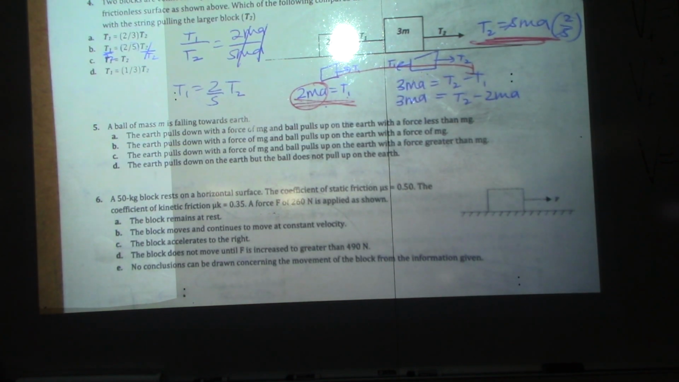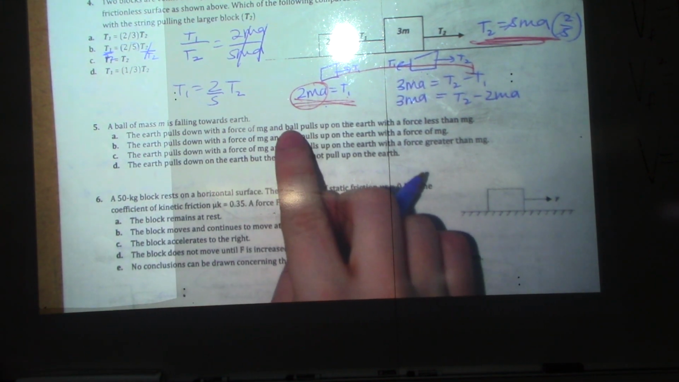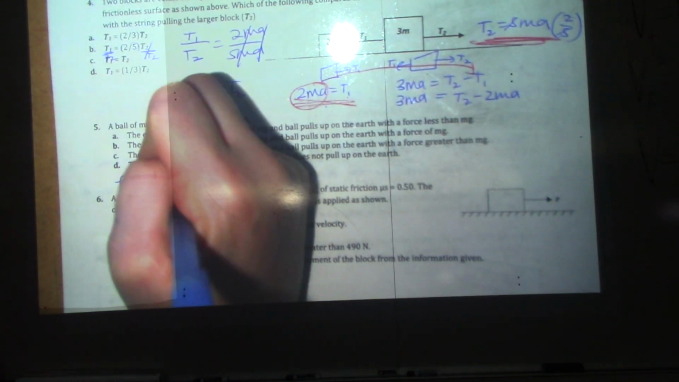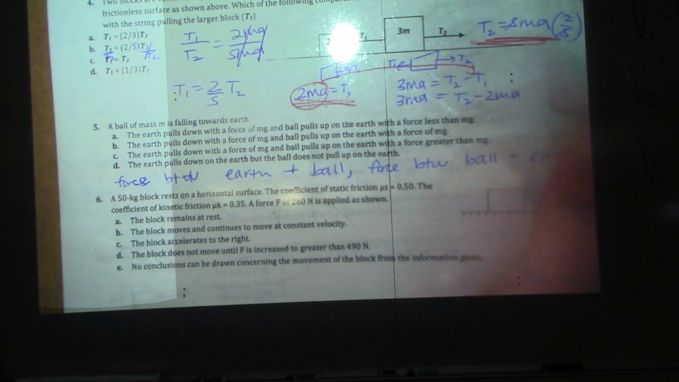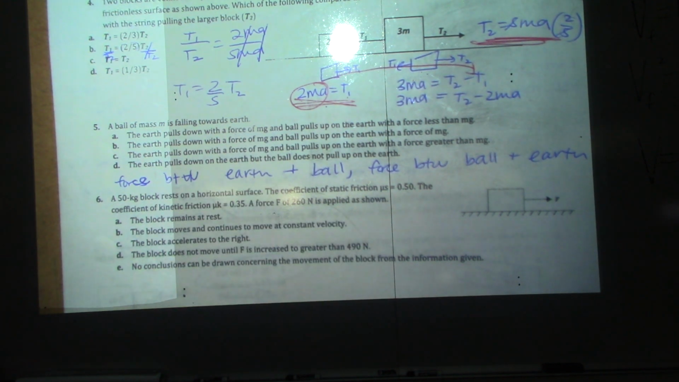All right, number 5, a ball of mass m is falling towards the earth. We are comparing how much the earth pulls down with this force and how much the ball pulls up on the earth. So if you'll notice, we are talking about the force between the earth and the ball compared to the force between the ball and the earth. I know that the earth pulls down with the force of mg on the ball, so I'm wondering what does the ball do to the earth?